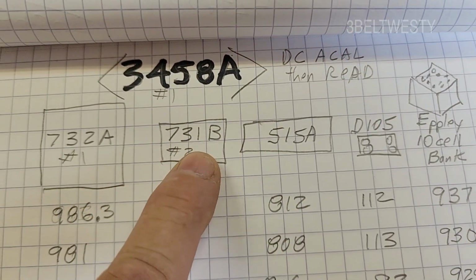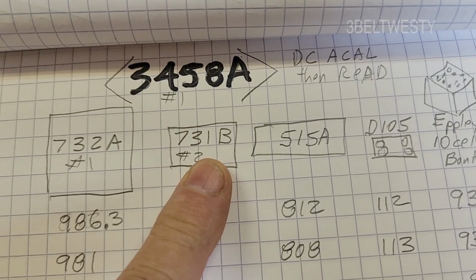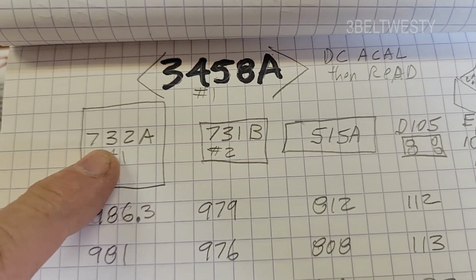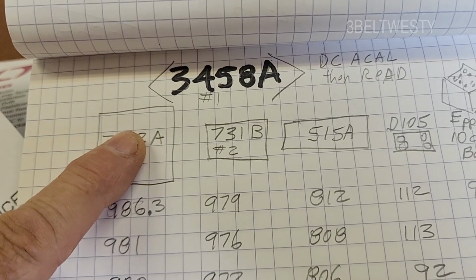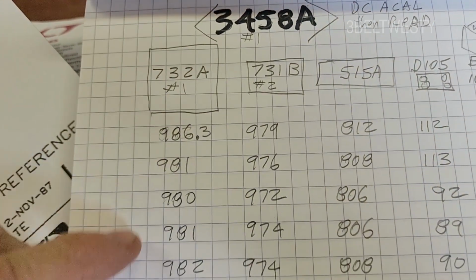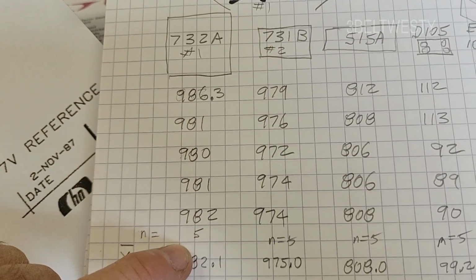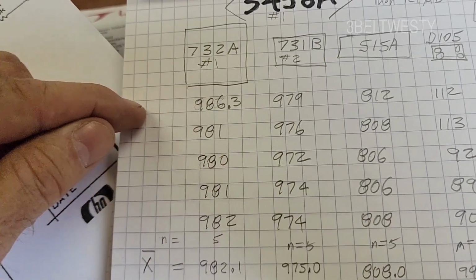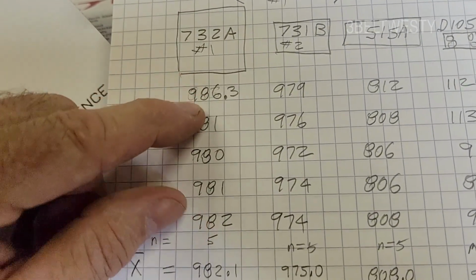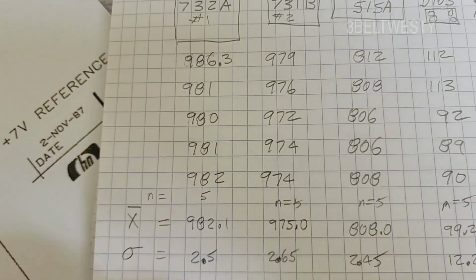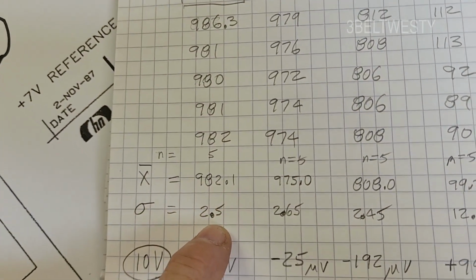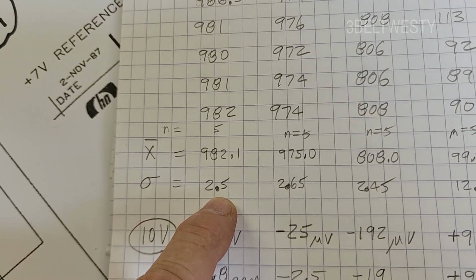This is a 731B from eBay I got years ago. And then this is a 732A. This has got an oven in it. Anyways, these are the 5 data points here. I'm not recording all these other numbers in here because they don't change. So I've taken all these over about a day and a half, averaged them, and found the standard deviation.